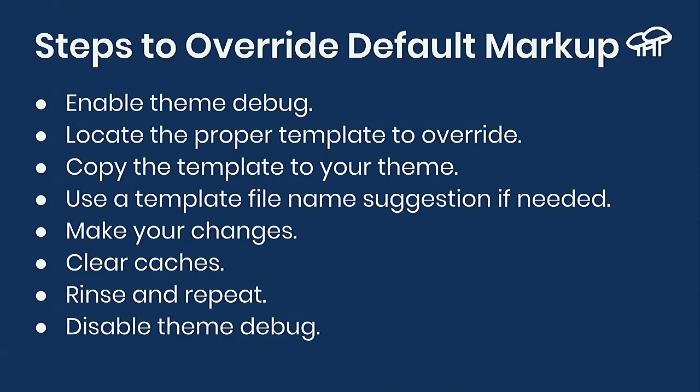You will enable theme debug. You are going to locate the proper template to modify. You are going to copy over the template to your theme. If needed, you are going to use file name suggestions. Then you make your changes, you clear the cache, and you rinse and repeat. So you do this process over and over till you get the results that you want. And it is very important at the end to disable theme debug, or you might get some weird stuff happen.